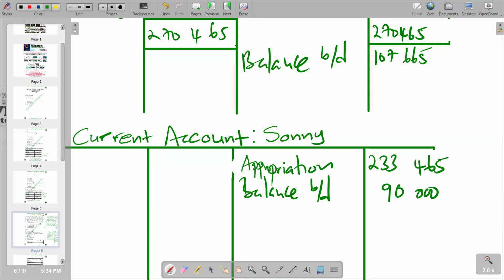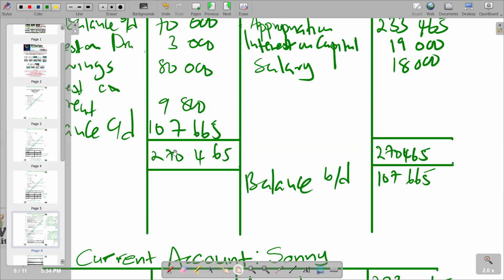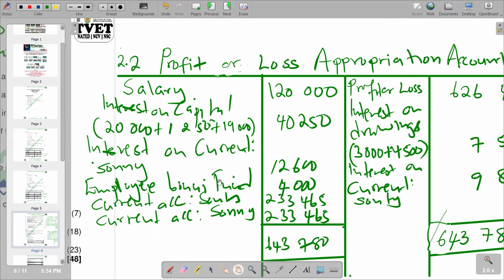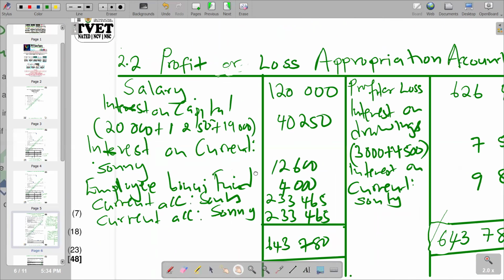Right. Having done that now, we can go to the appropriation again and pick the figures that are affecting Sonny. This is our appropriation. You can start with it. So what is on the debit also should appear on the credit of the current. So here we are saying for interest on capital, we can go there again and try to see how we calculate it.